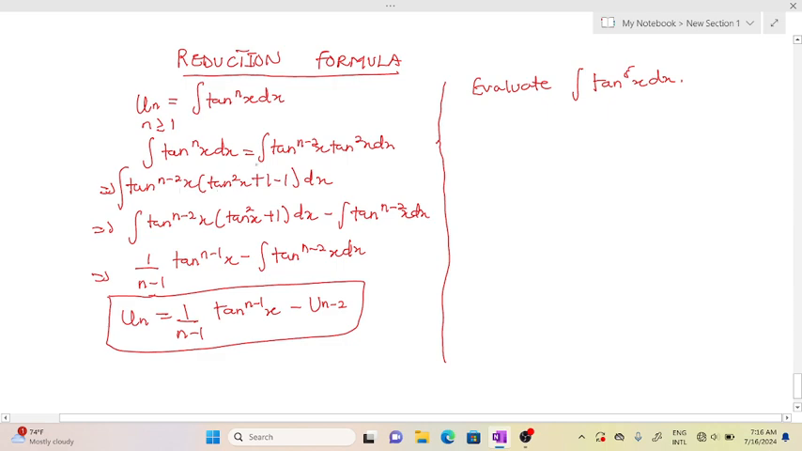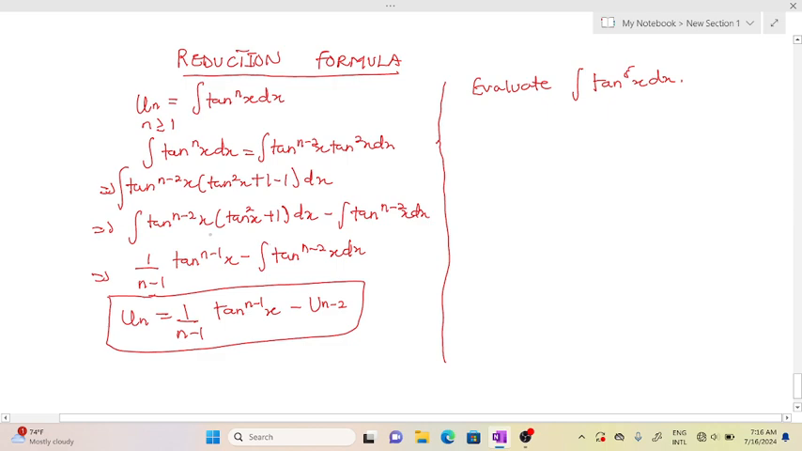So realize that tan squared x plus 1 was broken here. From this section, you only have to expand this. Upon expansion, you have tan to the power n minus 2 x multiplying tan squared x plus 1 separately. Then for the minus 1, you will have minus tan to the power n minus 2 x dx. Is that not it?